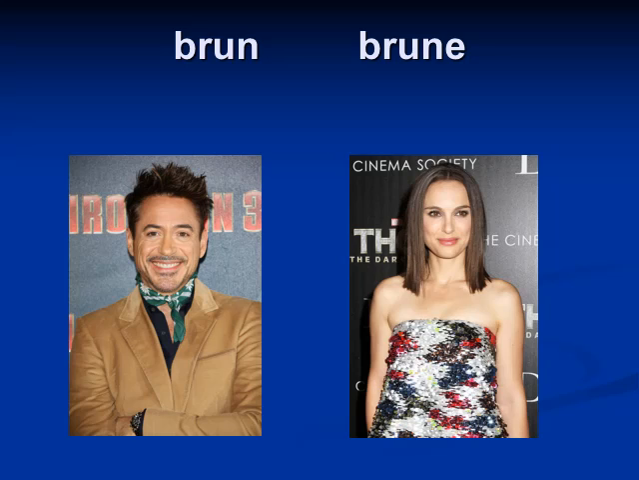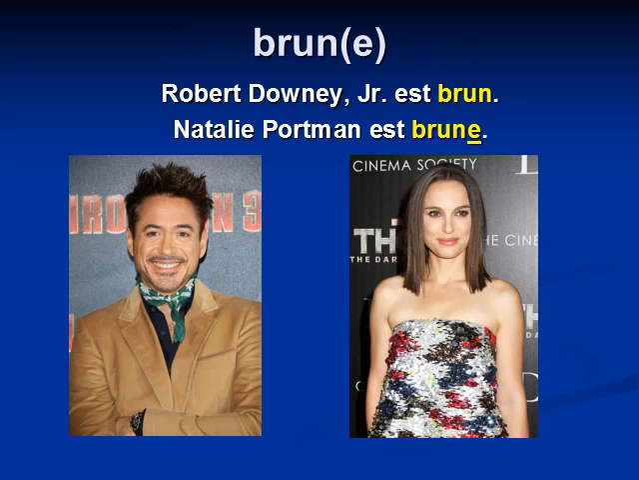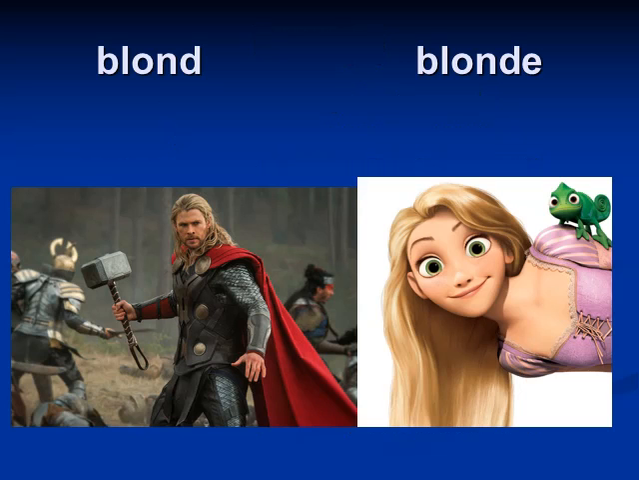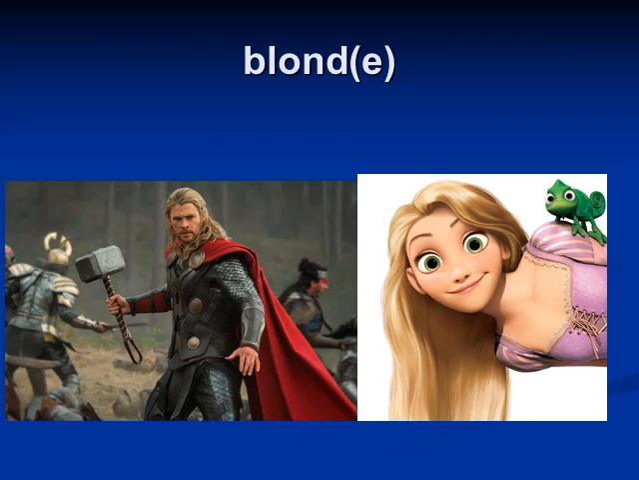All right, let's talk about hair color. To say that a male is brunette, we say brun, and a female with brown hair is brune. So we might say Robert Downey Jr. est brun, Natalie Portman est brune. To say that someone has blonde hair, we would say blond for a male and blonde for a female. Say Thor est blond and Rapunzel est blonde.